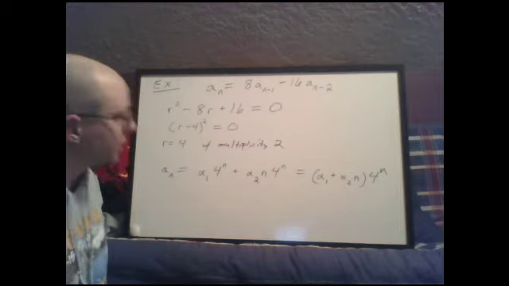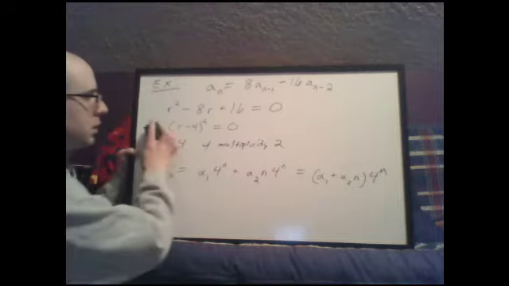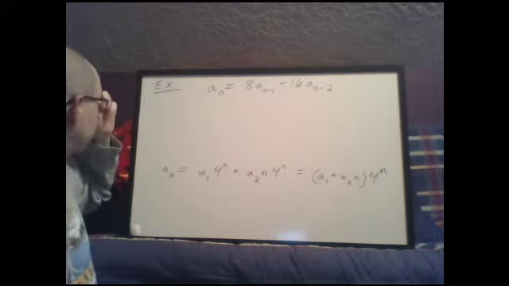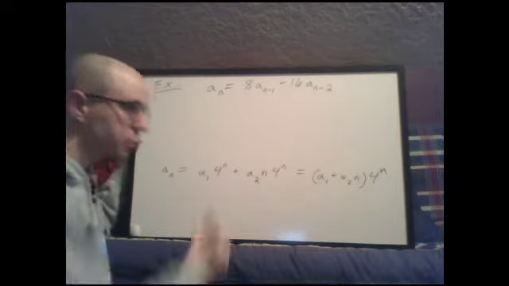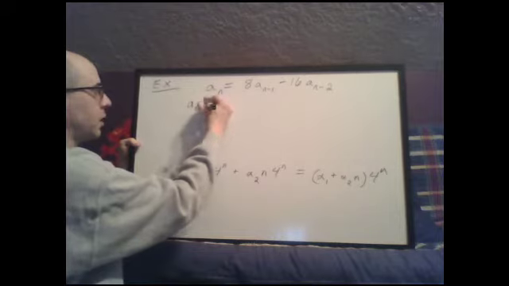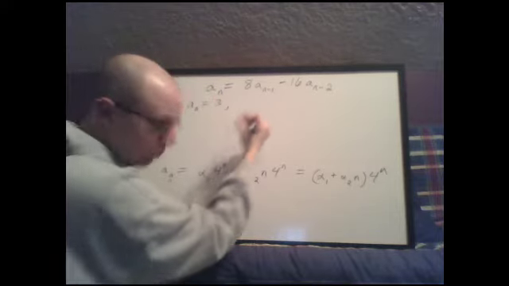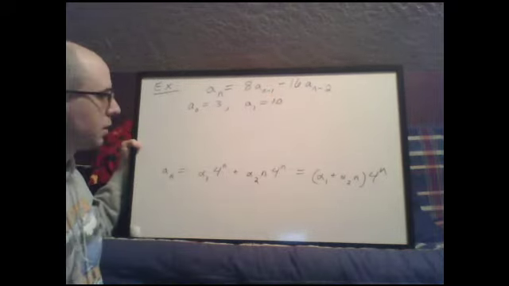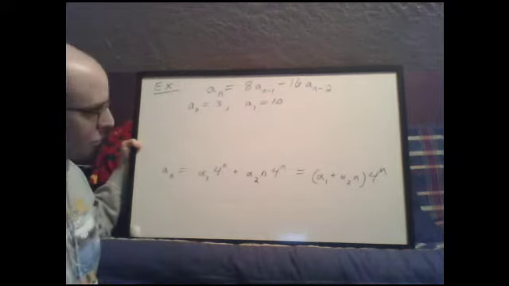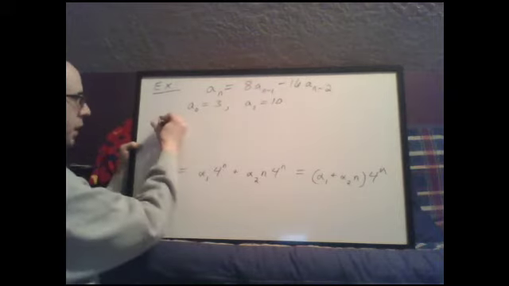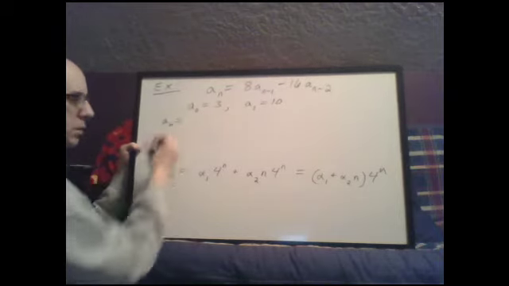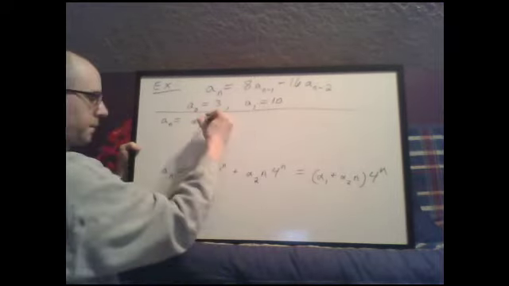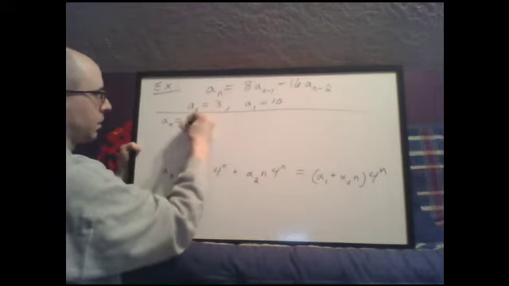Then if we had some initial conditions, let's add those. So if we had this, and then we threw in the initial conditions, a0 equals 3 and a1 equals 10, then we first go through and find the general solution, which I have here. It's just not written in a good place. Let's do it like this.